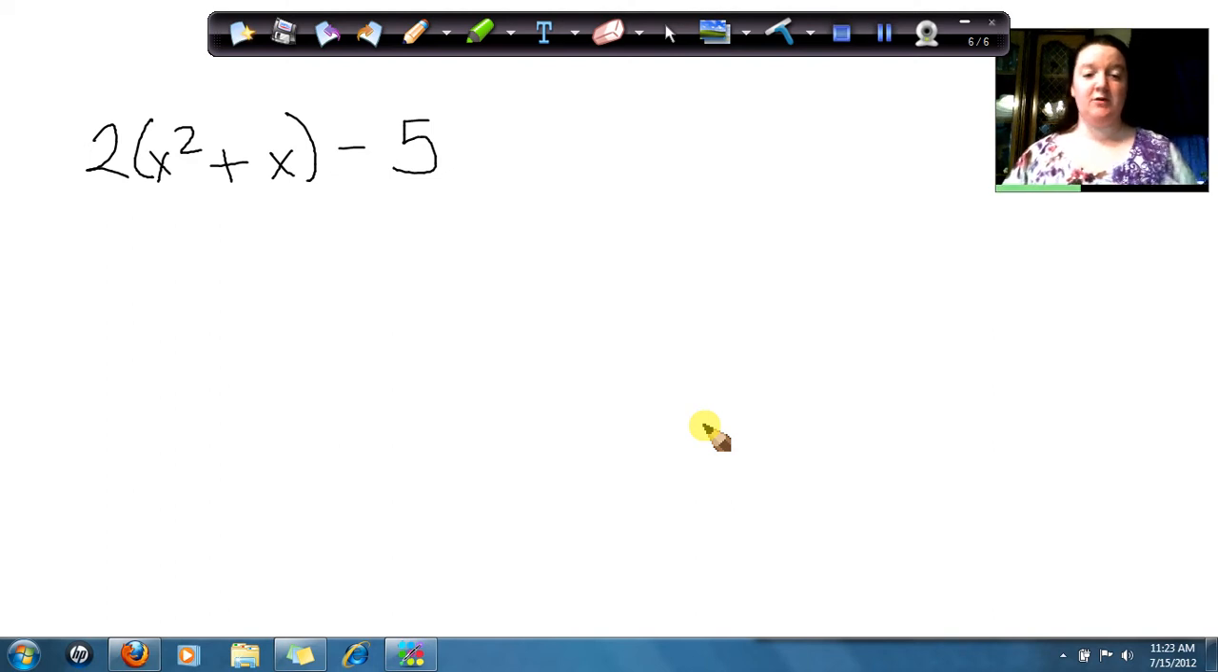Good morning. Today we're going to look at simplifying expressions using combining like terms and the distributive property. So let's look at our first example.